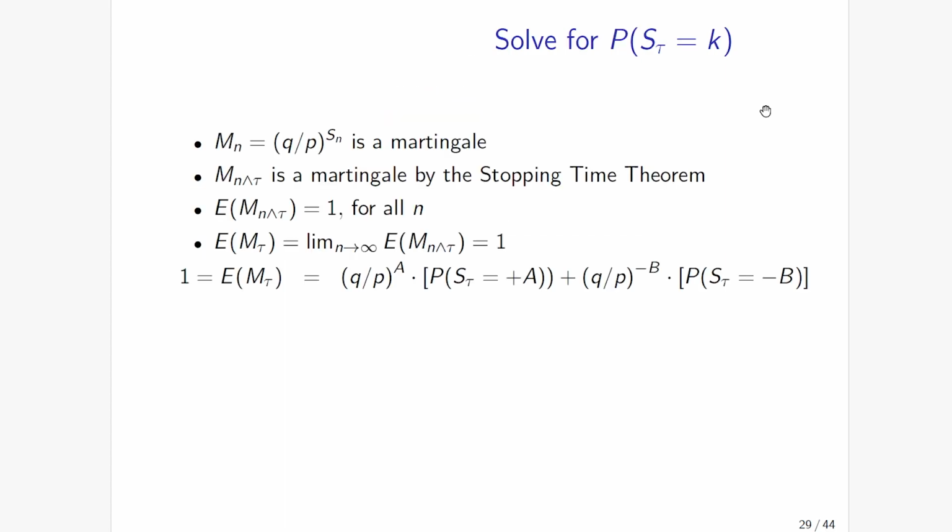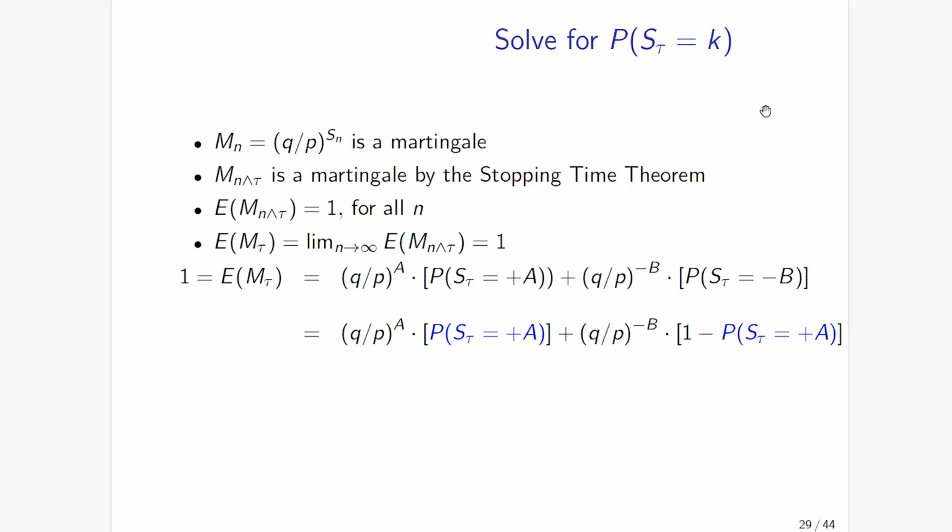And with that, we basically have the initial value of M at time 0 is 1, and that should equal the stopped value of (q/p)^Sn at the stopped value. So it's (q/p) to the plus a times the probability of stopping at a, plus (q/p) to the minus b times the probability of stopping at minus b.